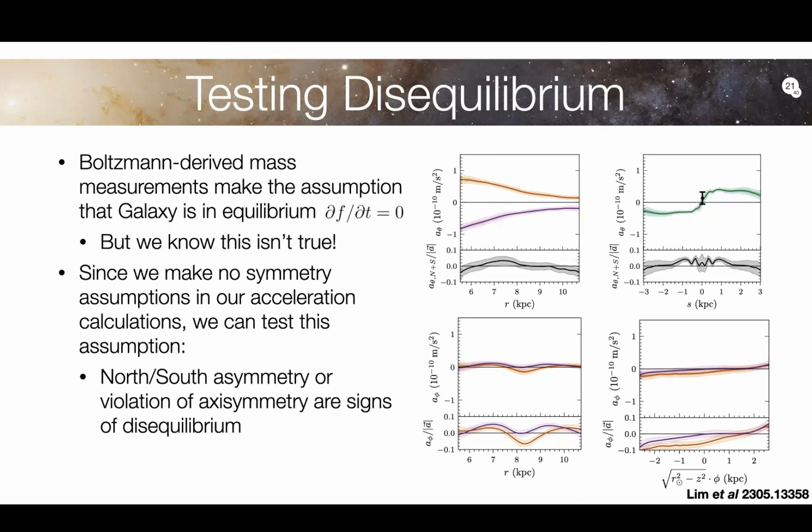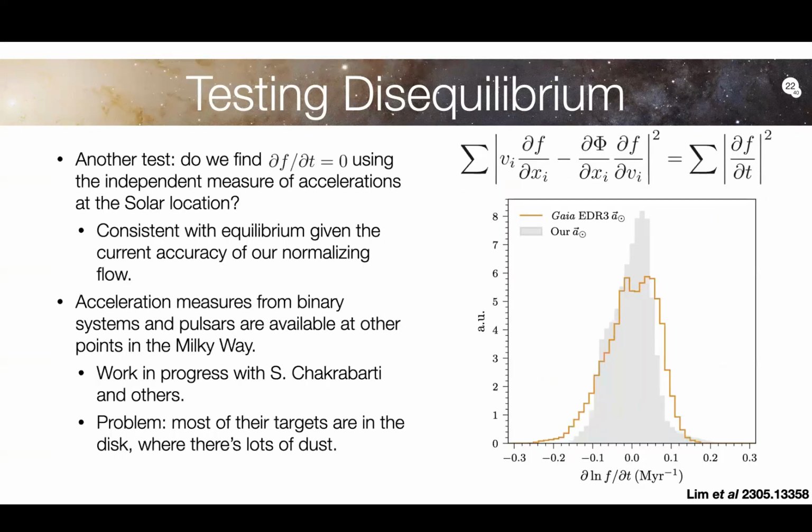So that's a north-south asymmetry. You can also look at asymmetry along the phi direction, sweeping in the plane away from us. And again, we're at least consistent with that assumption of equilibrium. That's mostly a statement about the size of our errors. You could also go back and say, I tried to minimize dF/dt, that was the function I was minimizing, but how close did I get to 0? Does the data allow me to get to 0?